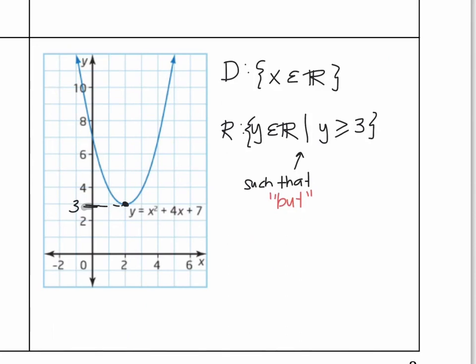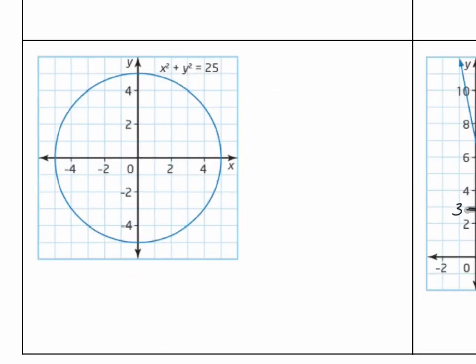So let's just confirm what we said. We said that y can be any tiny little number. y is an element of R, such that y has to be greater than or equal to 3. And that's what this says. y can be any tiny little number, but y has to be bigger than or equal to 3. So we're done. Let's try one more example.